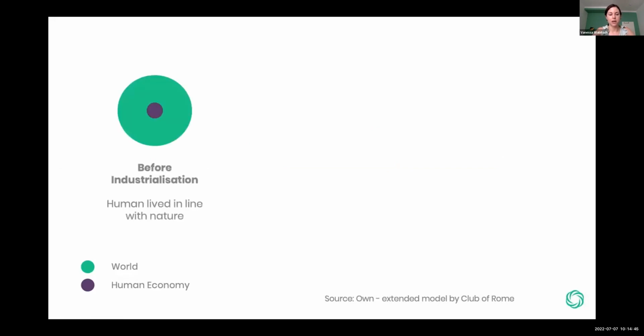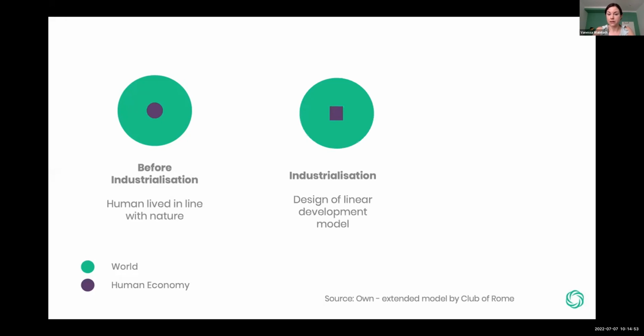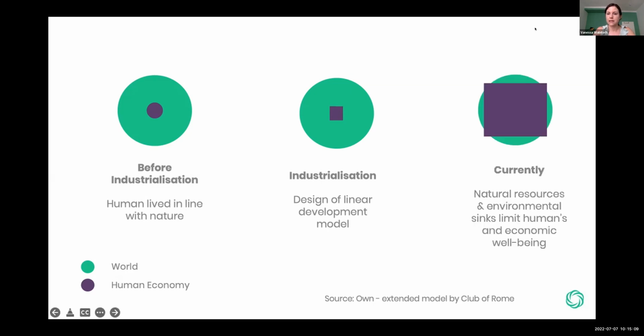Before industrialization, humans lived in line with nature. Then we developed the linear development model, whose negative impact we have not seen and felt that much, because there were fewer people and the human economy was smaller. Now we are outgrowing the resources. They are limited, and it is really harming the environment, human health and well-being, and the economy.